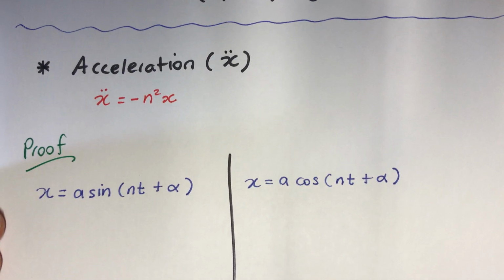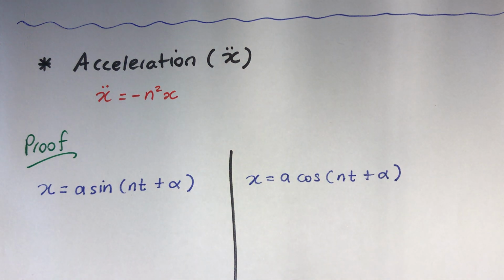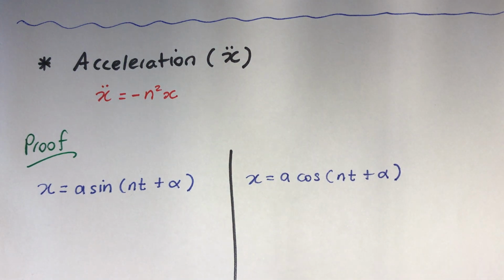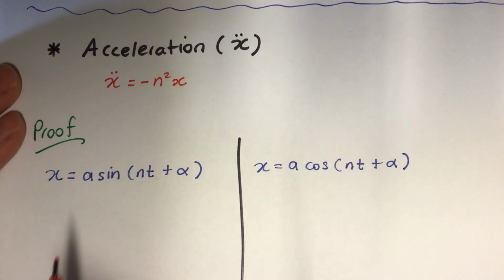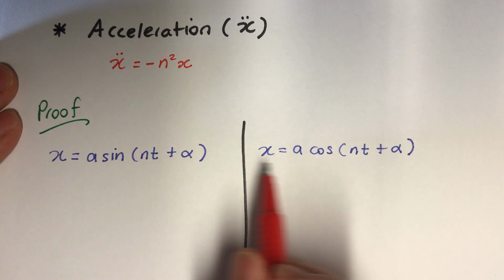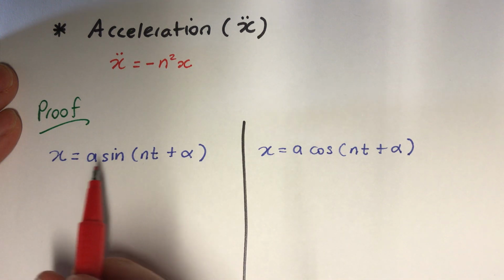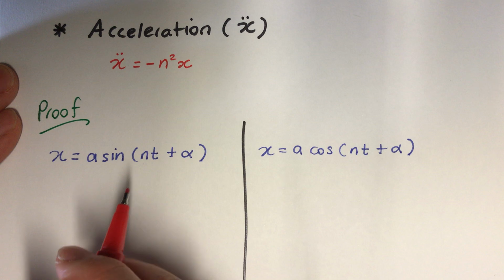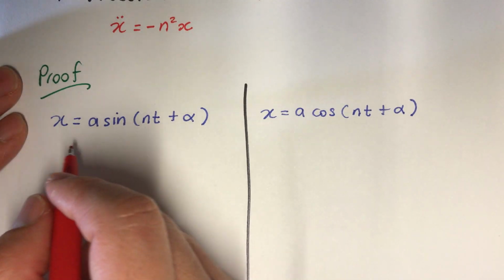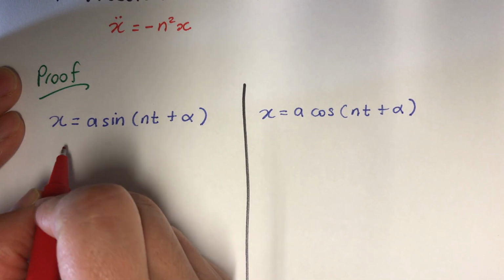Now, acceleration equals minus n squared x. Now let's prove this one. Because simple harmonic motion can be either a sine curve or a cosine curve, I'm going to prove both and then see how we go.